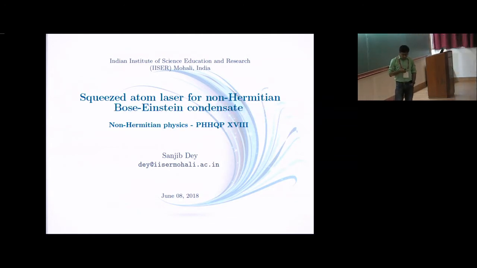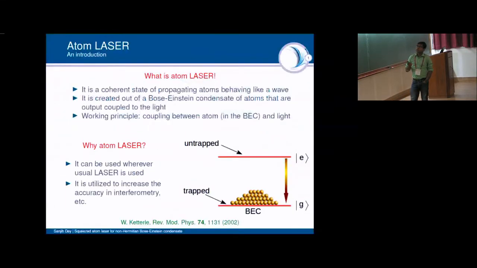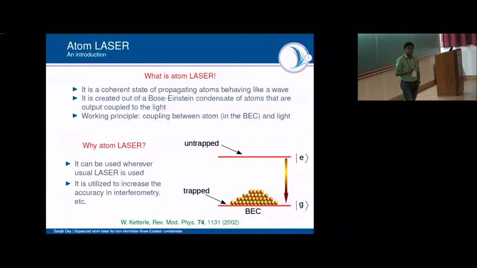I will start with a very brief introduction to the atom laser. So what is an atom laser? The concept is very simple. It's the same as a photon laser, but replaced by atoms. So it's a coherent state of propagating atoms, which behaves like a wave.